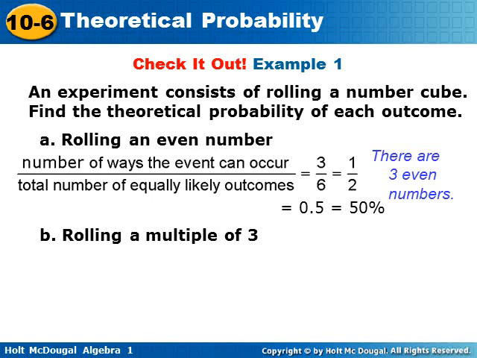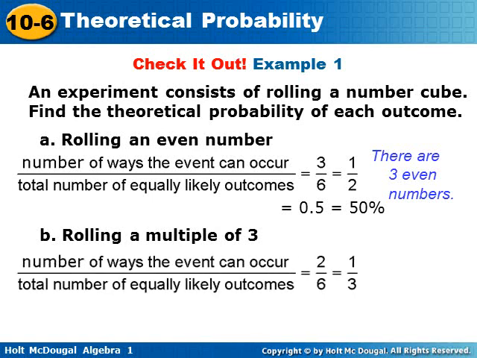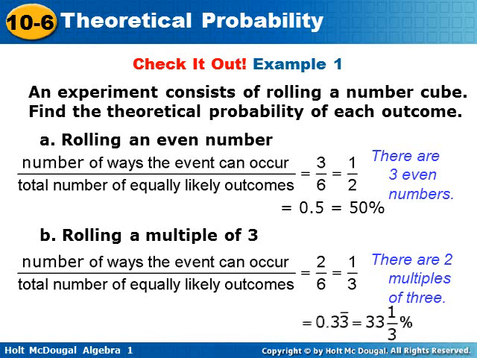For B, rolling a multiple of 3, the number of ways that the event can occur is 2. There are 2 multiples of 3, 3 and 6, on the number cube. Over the total number of equally likely outcomes, there are 6 different numbers. Reducing 2/6, you get 1/3. If you divide 1 by 3, you get 0.333333, and so on. Changing that into a percent, you move it 2 places to the right, and you get 33.3333%, or 33 1/3%.